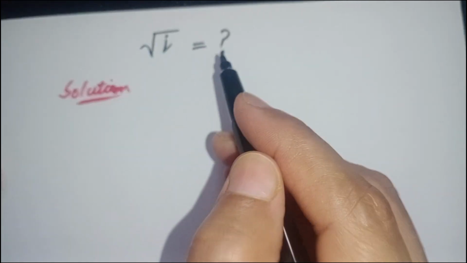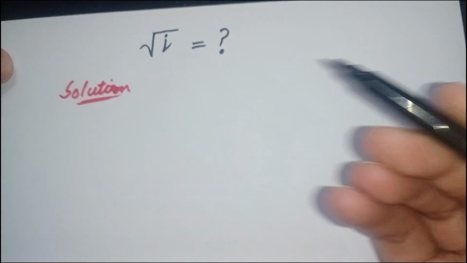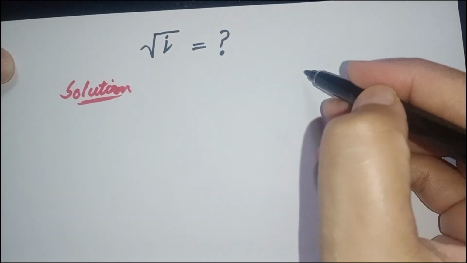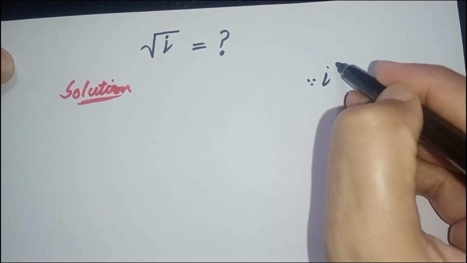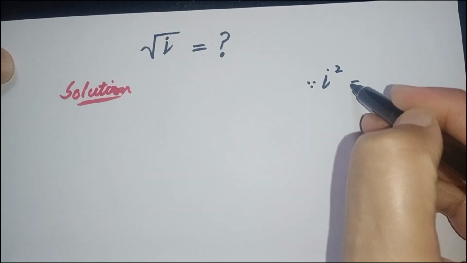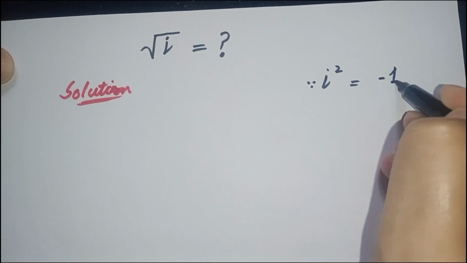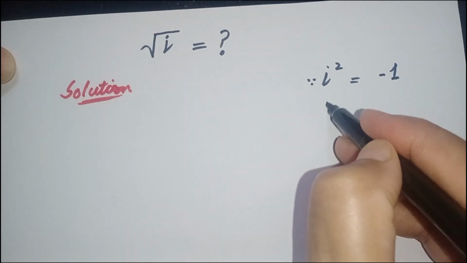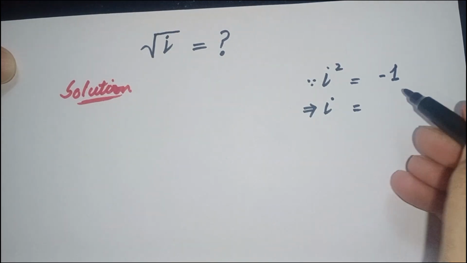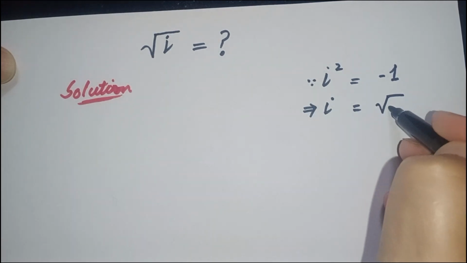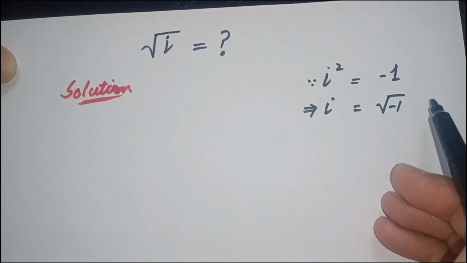In today's video, we are going to find out the value of square root i. To find the value of square root i, we know from our basic knowledge that i squared is equal to minus 1, and i, if we take only i, is equal to square root of minus 1.